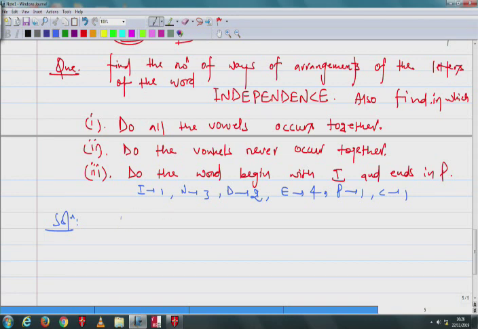Is that clear? So what is the total number of ways? You don't need to write down the final answer, just write the number itself. 12 factorial divided by the repetitions: 3 factorial, 2 factorial and 4 factorial. This is the answer.